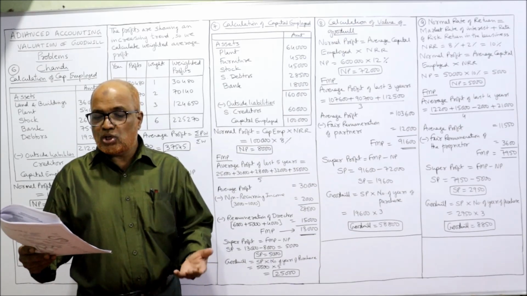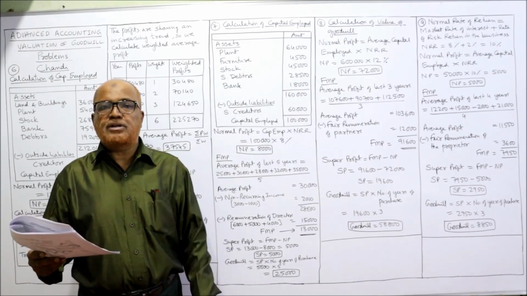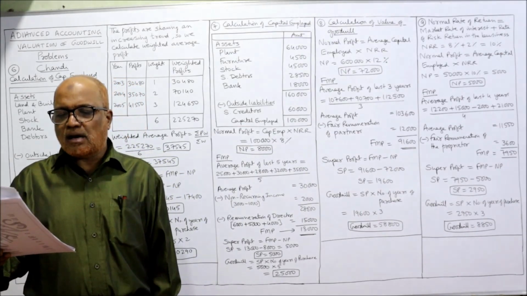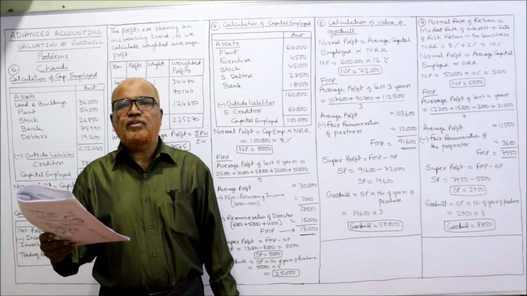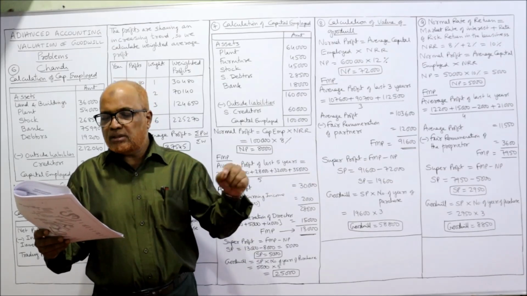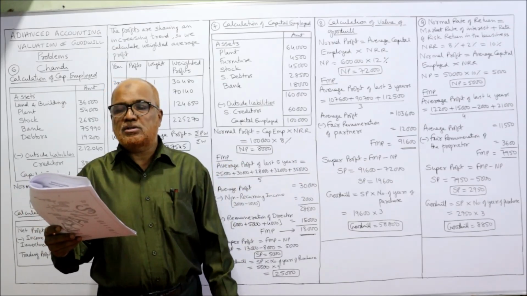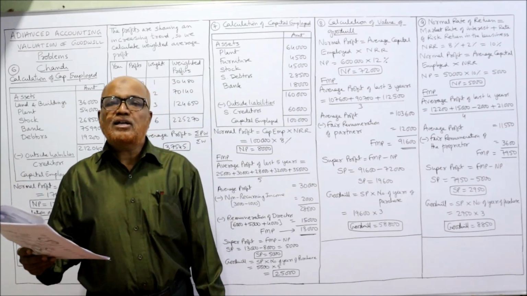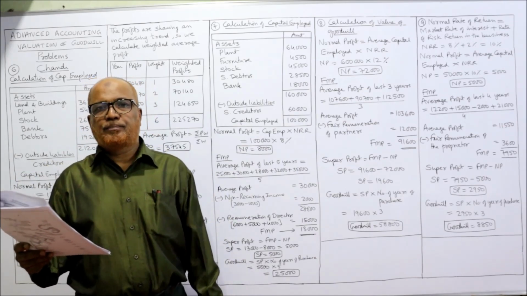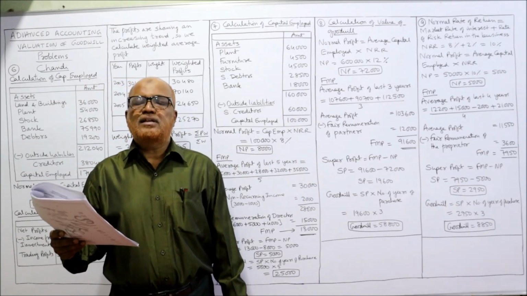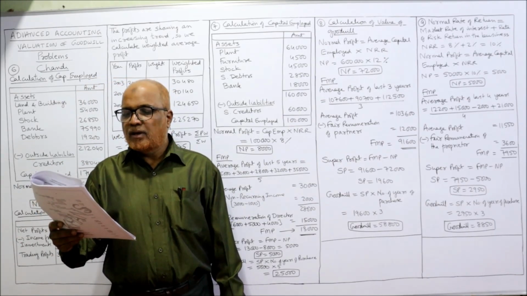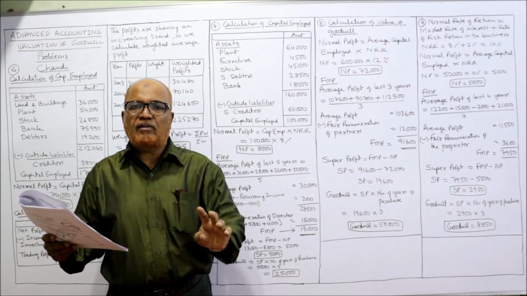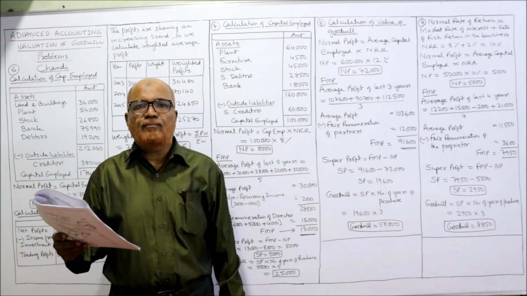Average capital employed, just like the previous problem, is given. No need to calculate. Then trading results: in 2002, there is a profit of 12,200. In 2003, a profit of 15,000. In 2004, a loss of 2,000. Actually, loss means negative profit. Then in 2005, a profit of 21,000. So out of 4 years, 3 years we have profit and 1 year we have loss. The loss we will take as negative.